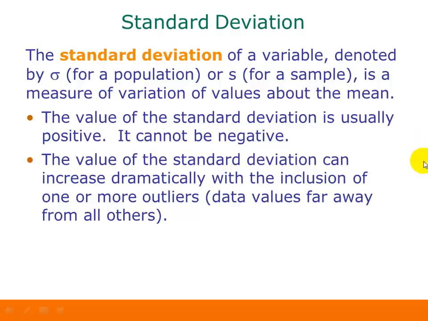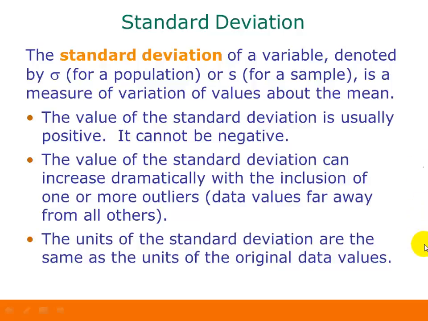And the value of the standard deviation can increase dramatically with the inclusion of one or more outliers. Outliers are, just like extreme values, data values that are far away from all the others. And the units of the standard deviation are the same as the units of the original data values. So if our original data is measured in minutes, then our standard deviation will have that same unit of minutes.